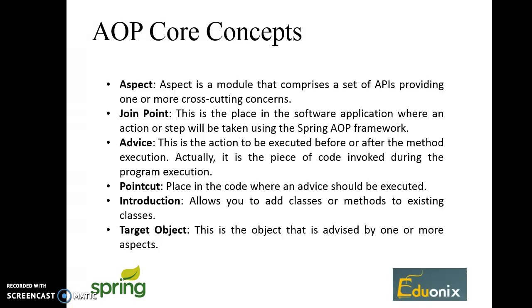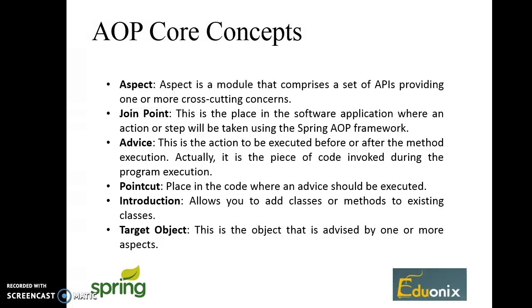So that is called an aspect. Aspect is nothing but the common functionalities that cut across all points, all modules of an application. Now, what is a join point? A join point is nothing but the points where we need to inject those concerns, or those aspects. This is the place in a software application where an action or step will be taken by using the AOP framework.